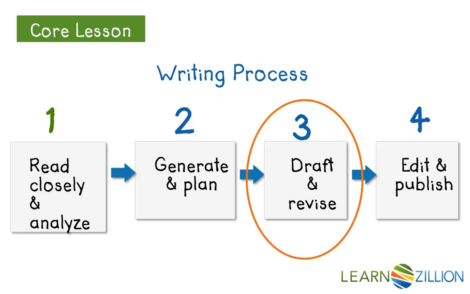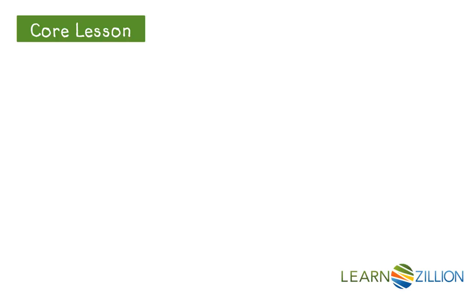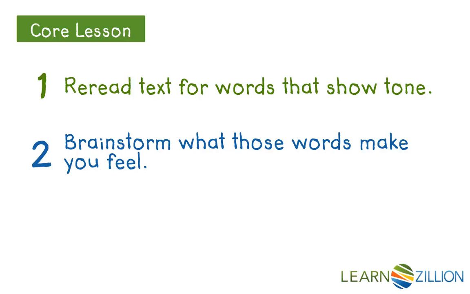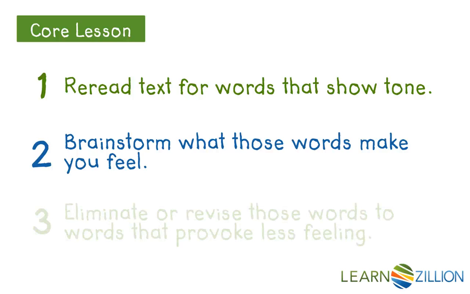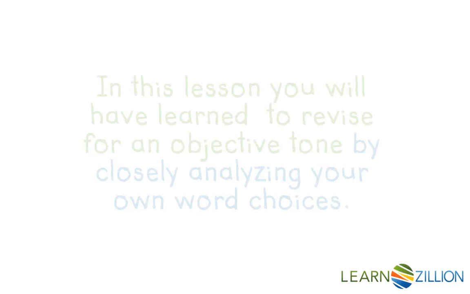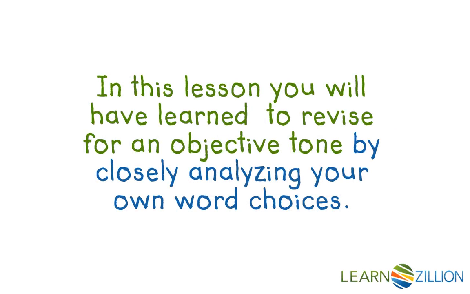So you can see here we just are working now in the drafting and revising stage. We reread the text for words that showed tone. We brainstormed what those words made us feel. And then step 3 was to eliminate or revise those words to find words that provoke less feeling. In this lesson, you have learned to revise for an objective tone by closely analyzing your own word choices.